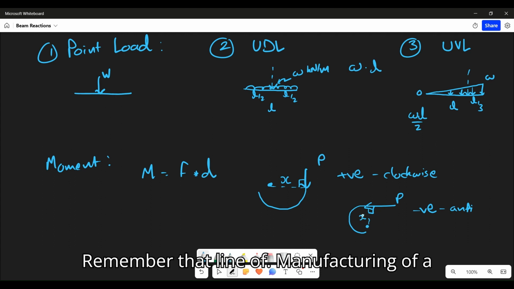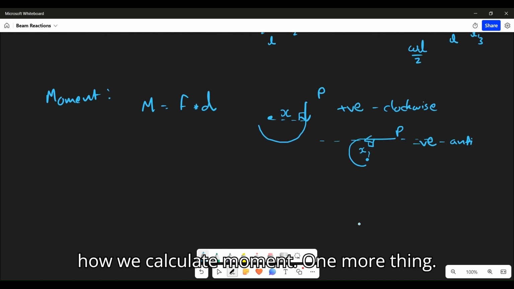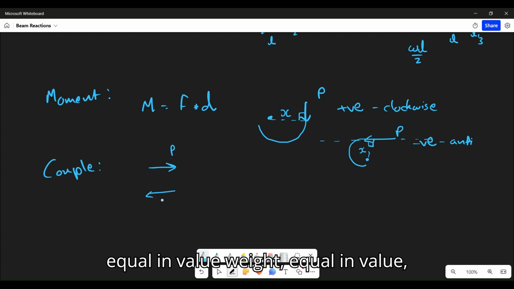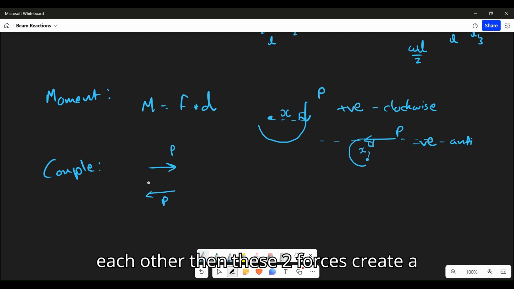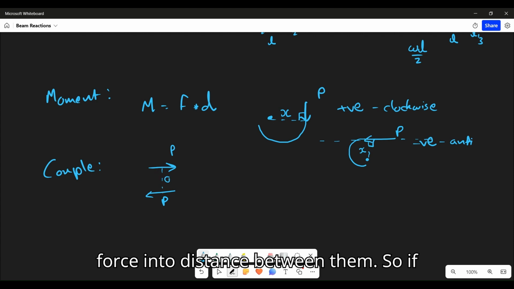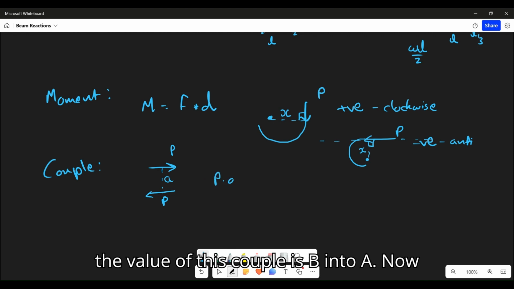And here remember that line of action of a force is extended infinitely, okay, beyond this arrow. So this is how we calculate moment. One more thing here is couple. What do you call a couple? So if two forces acting simultaneously both are equal in value, equal in value, opposite in direction, and parallel to each other, then these two forces create a couple, and the value of this couple is force into distance between them. So if distance between these two is A, then the value of this couple is P into A.